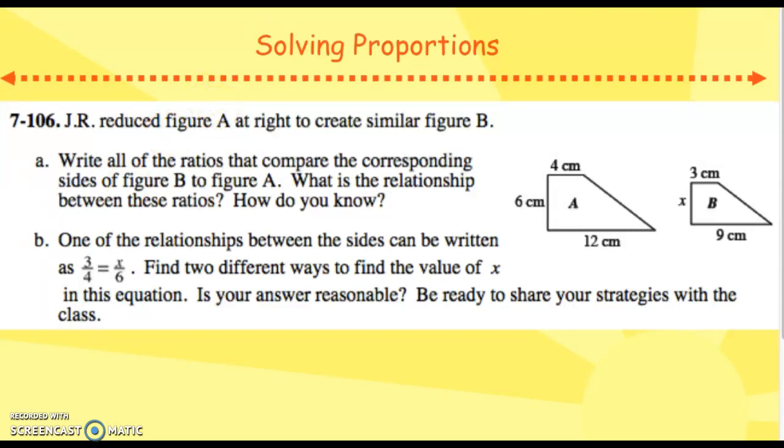So first I'm going to start by writing all of the ratios of the corresponding sides. What they mean by that is I'm going to write the ratios of one side over the other side. So this side here, the top, is similar to this side here, so my ratio would be 3/4. Then this side is similar to this side, so that would be x over 6. Then I have the bottom, 9 over 12.